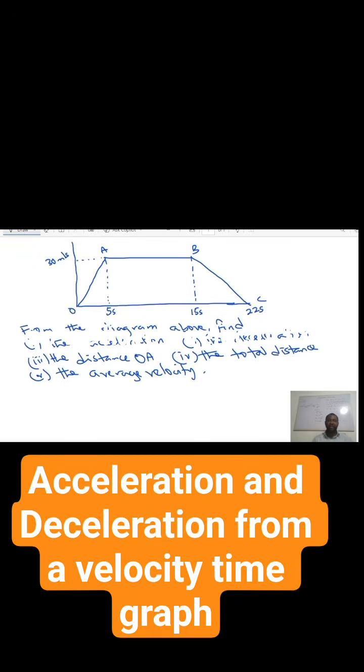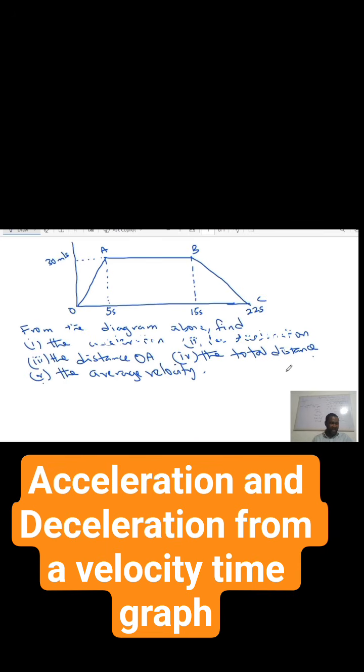So we have a velocity time graph. This is a graph, and from this graph we are asked to find acceleration, deceleration, the distance OA, that means the distance covered in OA, the total distance, that means the total distance covered, then the average velocity.